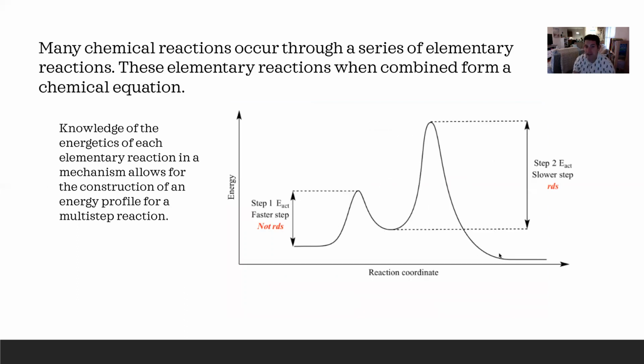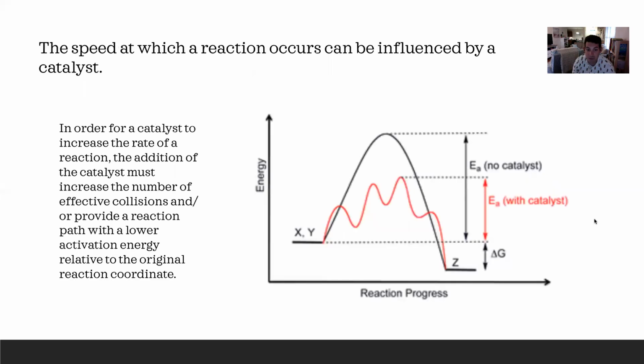All right, so again, the faster steps have the lower activation energies, the slower steps have the higher activation energies. So it's a detail that we can put into one of these reaction coordinates if we had to draw one ourselves based on given information. All right, now in order for a catalyst to increase the rate of a reaction, the addition of the catalyst must increase either the number of effective collisions and or provide a reaction path with a lower activation energy relative to the original reaction coordinate.